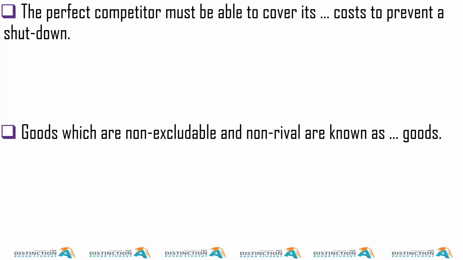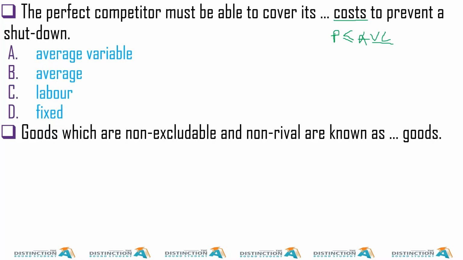In November, the first question was, the perfect competitor must be able to cover its dash cost to prevent a shutdown. It's okay. Let me write the shutdown rule. If price is less than or equal to AVC, the firm should shut down. So what kind of a cost? The firm must be able to cover its, okay, so you need to know what VC is then. That will be its average variable cost.